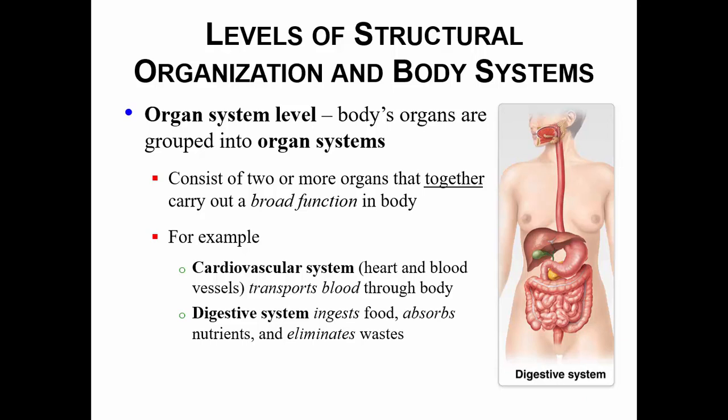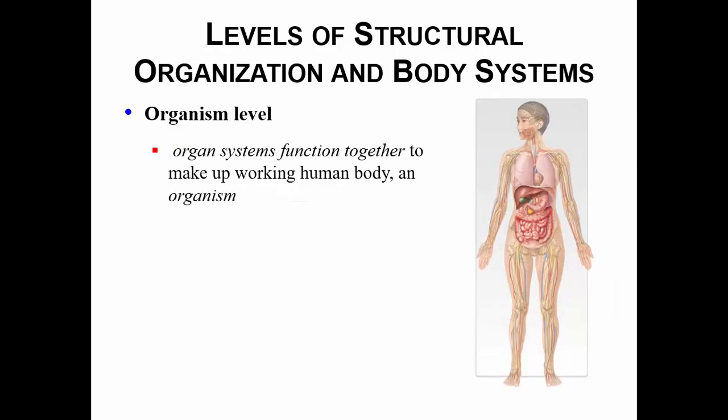And the function of the digestive system is to take in the food, absorb the nutrients from it, and get rid of the waste. Cardiovascular system is another organ system. It's only composed of heart, blood vessels, and blood. And so it doesn't have many organs in it. And its job is just to carry the blood throughout the body. So we had chemical, cellular, tissue, organ, organ system, and all the organ systems combine to form the organism, which, of course, in our example, is a human body.